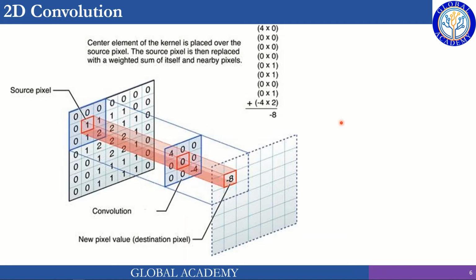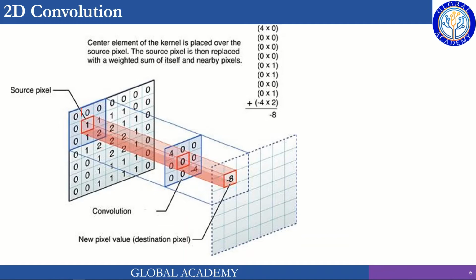So let us discuss the process of 2D convolution in detail. Initially, center this mask or kernel on the top left corner of the source or input image, then compute the dot product of these two. Though we are used to computing the dot product of 1D arrays, in the case of these 2D templates or 2D arrays, we have to multiply both arrays value by value, corresponding values like 4 with a 0, 0 with a 0, and so on up to the last value. Then sum them up, we got minus 8. Then you can write minus 8 over here.